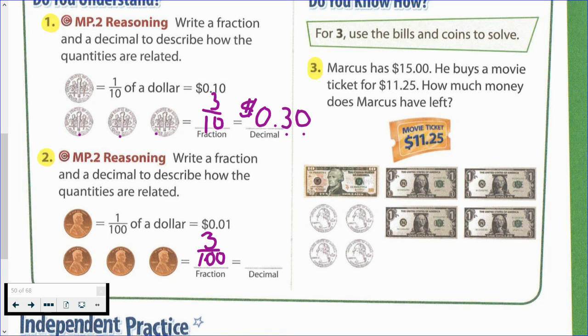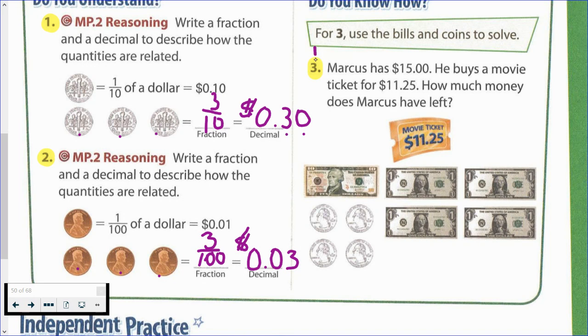To write it as a decimal, start with your dollar symbol because we're dealing with money. We do not have any whole dollars, so we put a 0 in the ones place. Put your decimal point. We don't have any dimes in this situation, so our tenths place gets a 0. And we have 3 pennies or 3 hundredths. So we put a 3 in the hundredths place. It would look something like that.